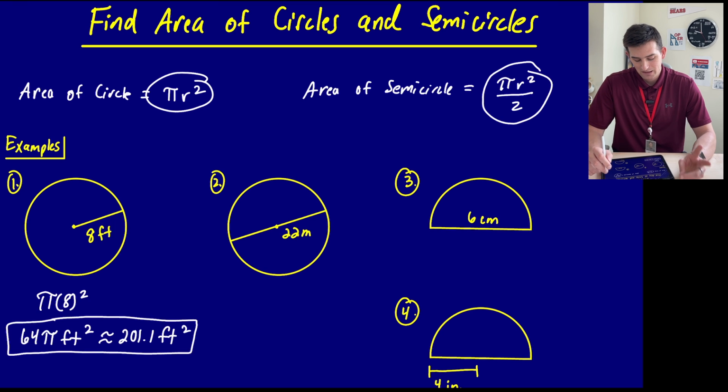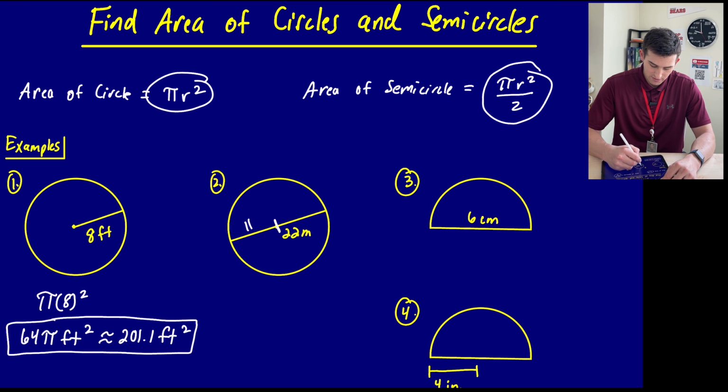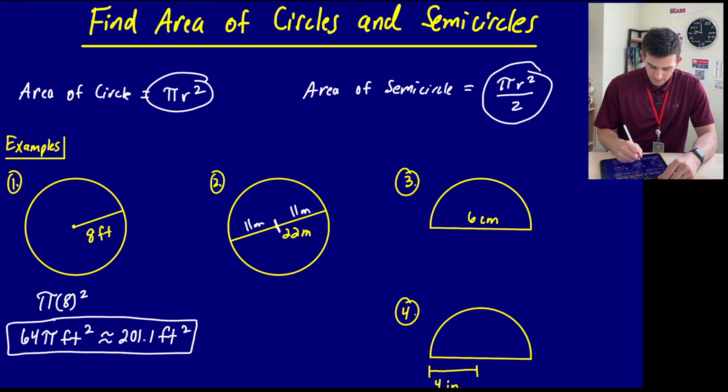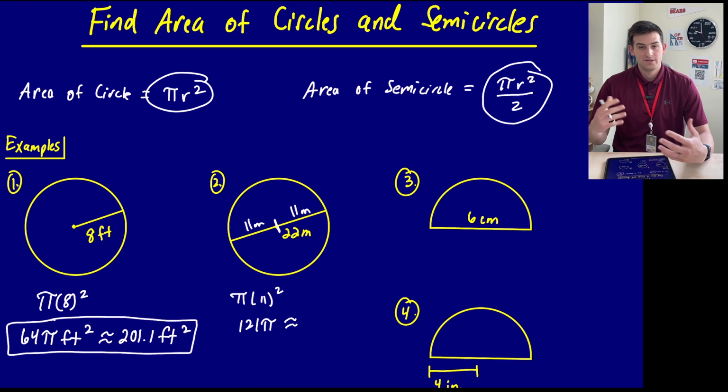Number two, they give us a diameter. Well, if the diameter is 22, then we could say this would be 11 and 11. So 11 meters, so our radius would be 11. So now we could say that we have pi times 11 squared. Well, 11 squared is 121. And we could write our answer 121 pi, that would be in terms of pi.